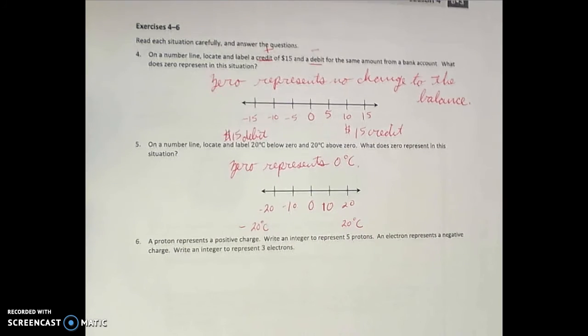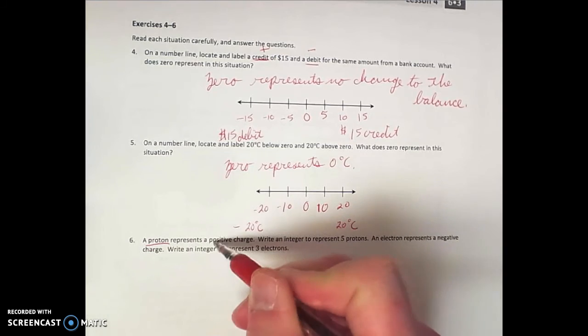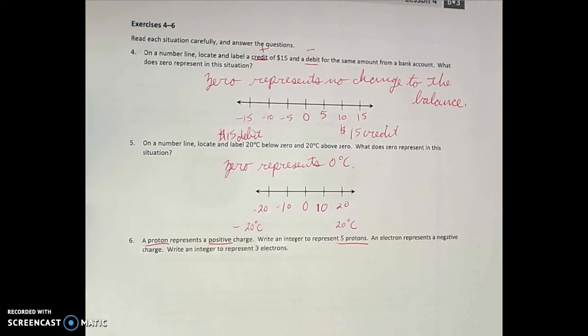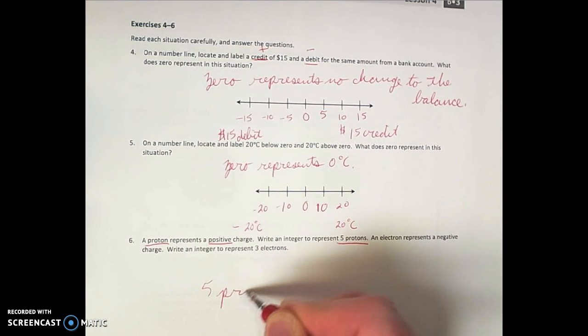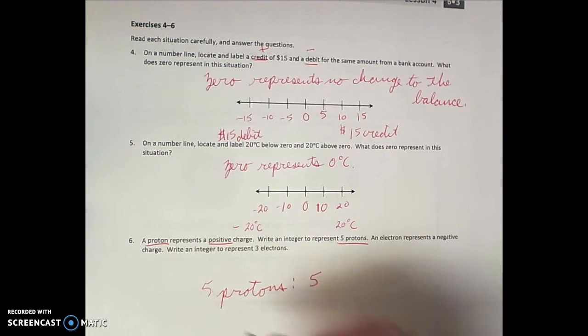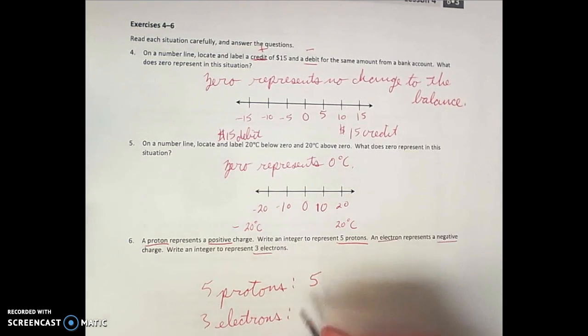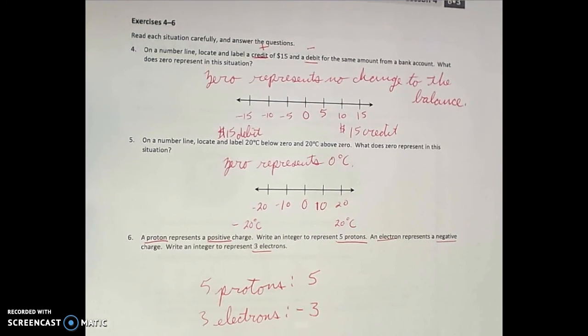So then the last one, a proton represents a positive charge. Write an integer to represent 5 protons. Now an electron represents a negative charge. Write an integer to represent 3 electrons. So proton, positive, and we have 5 of them. So 5 protons will be represented as the number 5. 3 electrons, remembering that the electrons are negative, we have 3 of them. So we would represent this as -3.